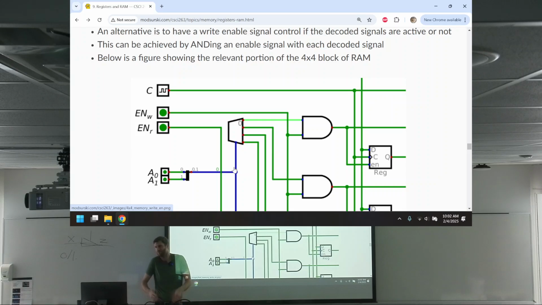What's better? I don't know. Here I need one AND gate for each signal line, but I would only need one demultiplexer. I don't know. It's a design decision. Both would work just fine. We're getting the same functionality.